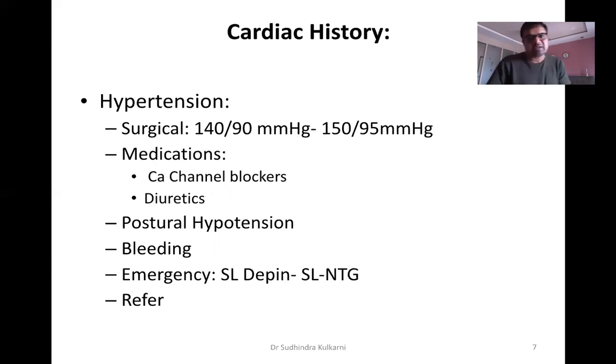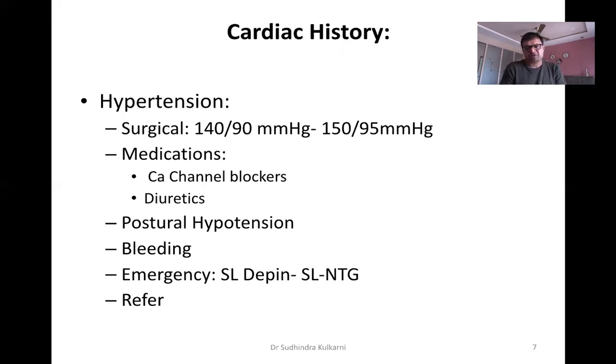Also, on the other side, there is hypotension. If someone's diastolic is below 70, then I would not take them, because they can go into what you call a hypotonic shock.